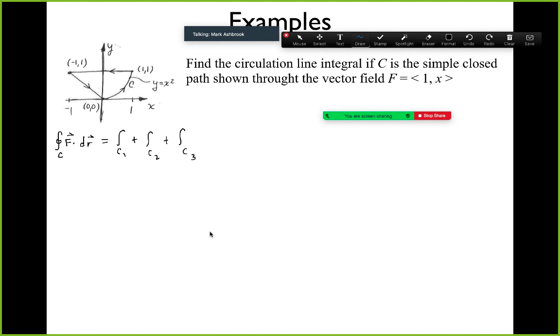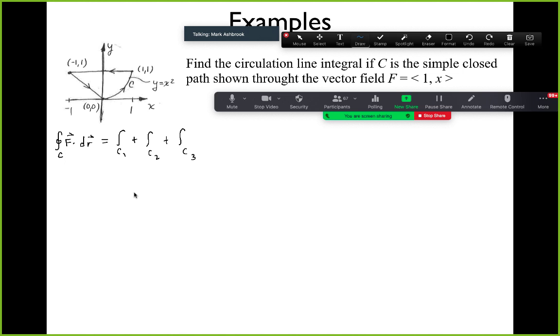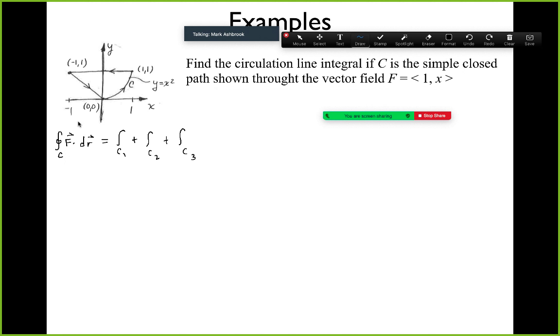Okay, and so I just did one of these. I just spent 15 minutes doing one of these. I don't want to do another one of these. So do I have options? Is there a more creative way to get the value of this line integral, this circulation?